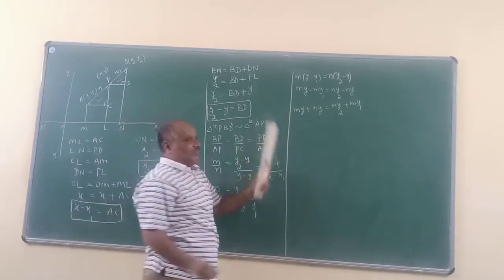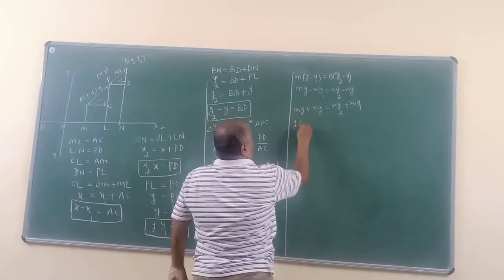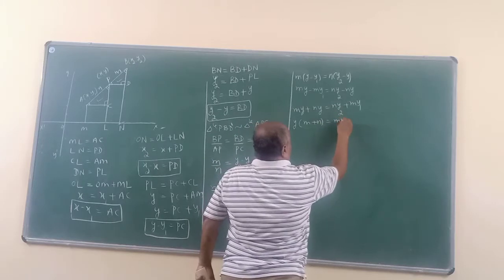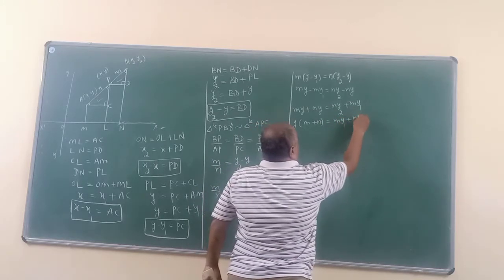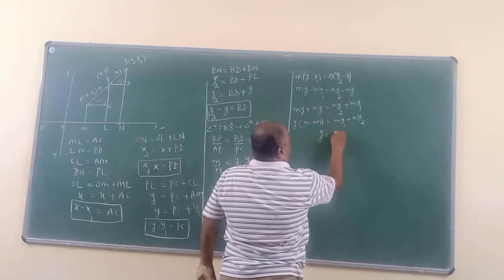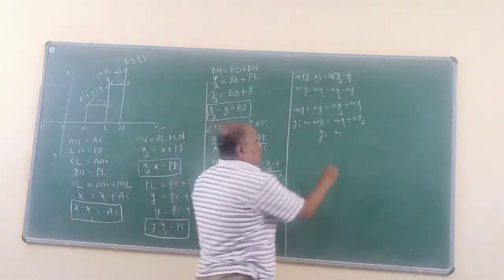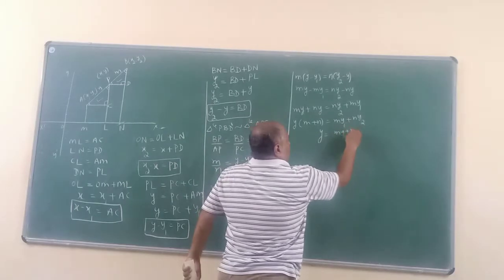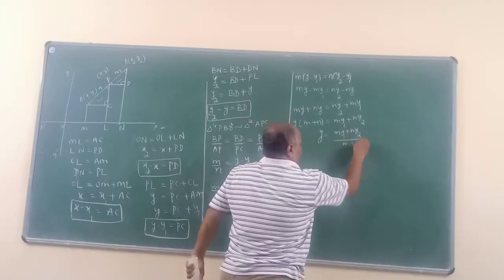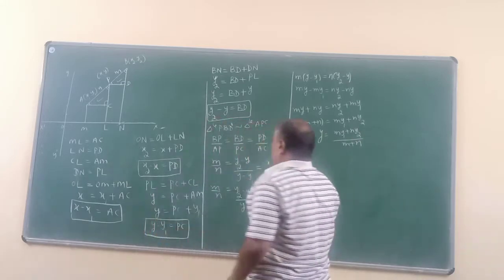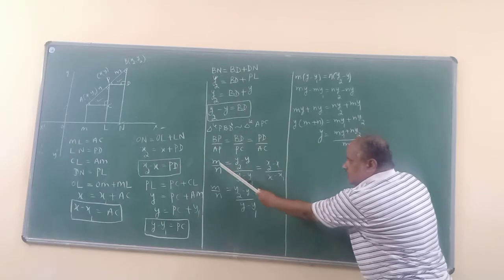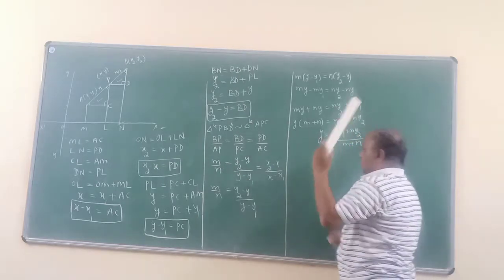Here, y is a common factor on the LHS. y of (m plus n) is equal to my1 plus ny2. You want the y coordinate: y is equal to (my1 plus ny2) divided by (m plus n). Similarly, now you take the first one and the third one.